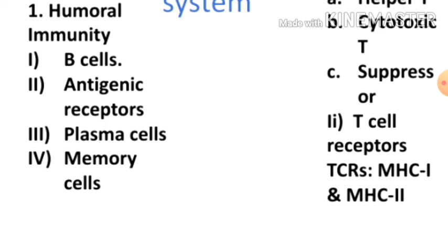So B cells make antibodies against those antigens which are entering our body, invading our body, attacking our body and causing some diseases. Antibodies are chemicals which are produced by B cells, and these chemicals are produced within our body. Antigens are foreign agents.